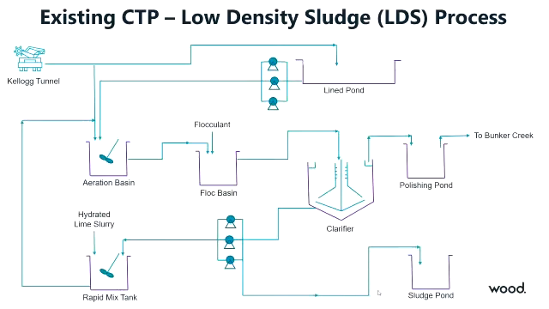There's a lined pond as well that was existing. It's a 7 million gallon lined pond that would be used for emergency storage. So if the CTP ever went down, we could automatically divert water into that lined pond, store it, and then pump it back down to the plant when the plant was brought back online.